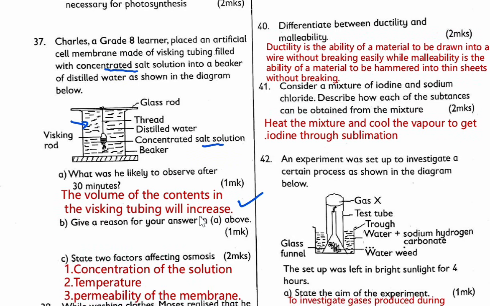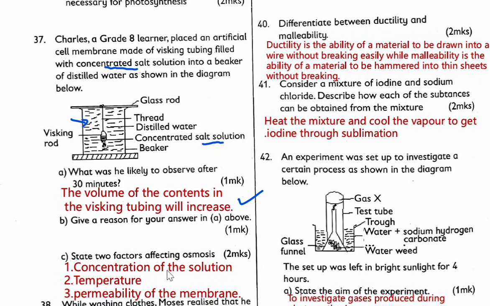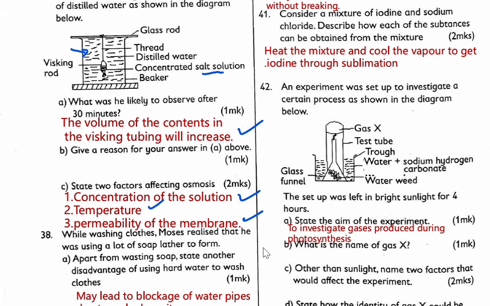So let us go to part C. State 2 factors affecting osmosis, 2 marks. From number 1, you know that concentration of the solution affects osmosis, also temperature affects, and the permeability of the membrane. These are the factors that affect osmosis. Let's go to question number 38.